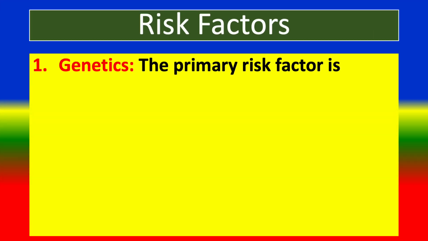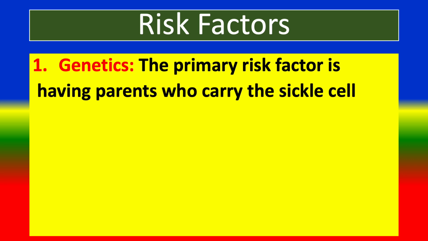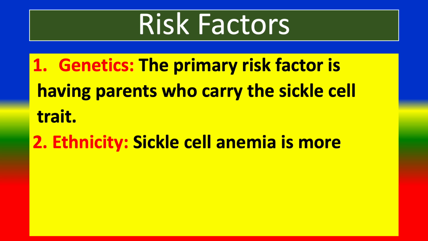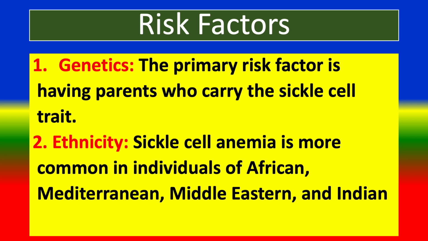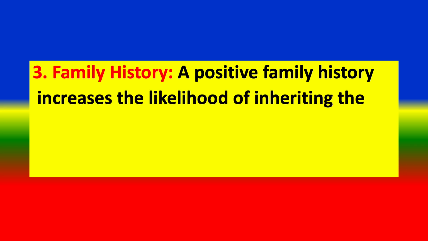Risk factors. 1. Genetics. The primary risk factor is having parents who carry the sickle cell trait. 2. Ethnicity. It is more common in individuals of African, Mediterranean, Middle Eastern, and Indian ancestry. 3. Family history. A positive family history increases the likelihood of inheriting the disorder.